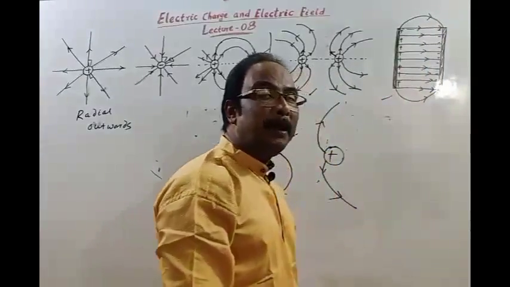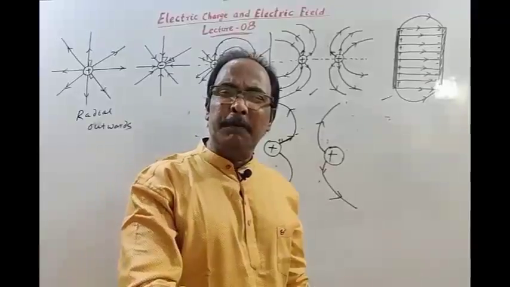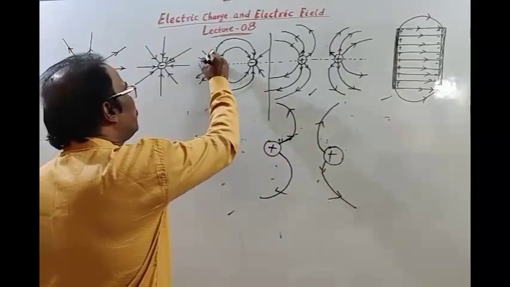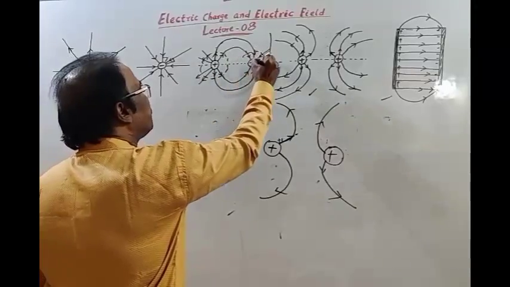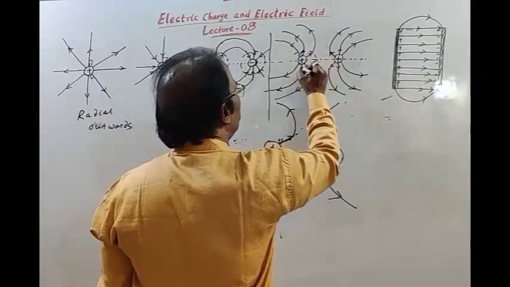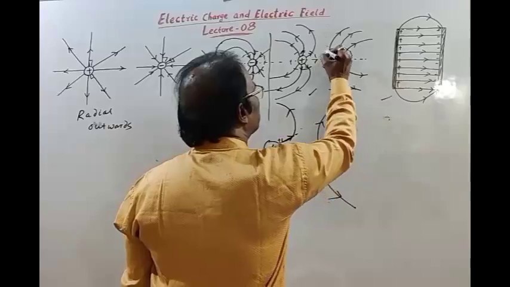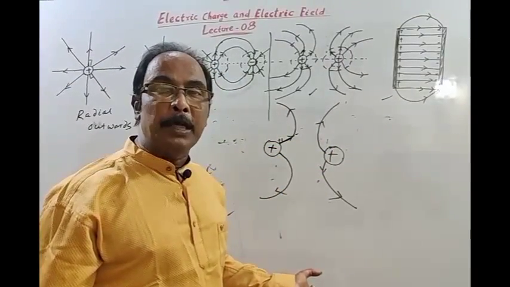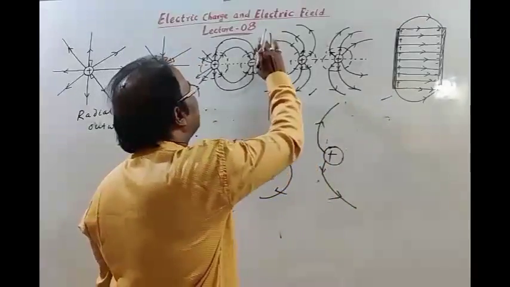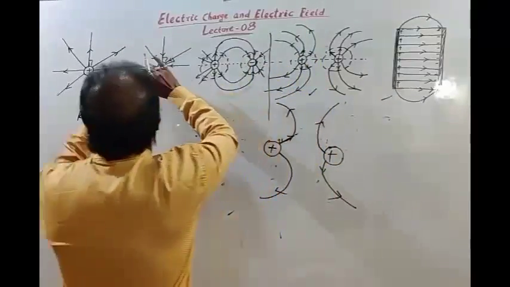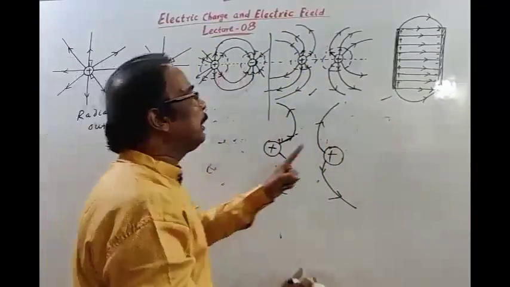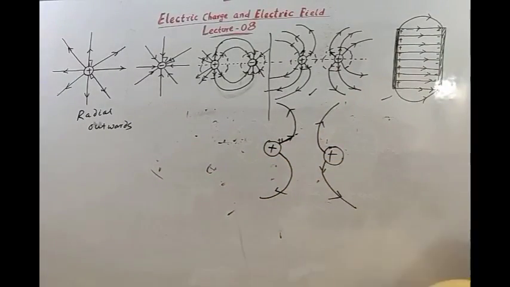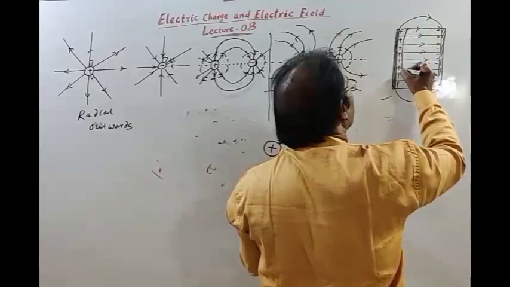See students, we have discussed where lines of force are crowded, the electric field is stronger, and lines of force are crowded near the surface of a charged body. So the electric field is stronger near the surface of a charged body, and the electric field decreases as the distance from the charged body increases. But in this case, you just observe the space between the charges.